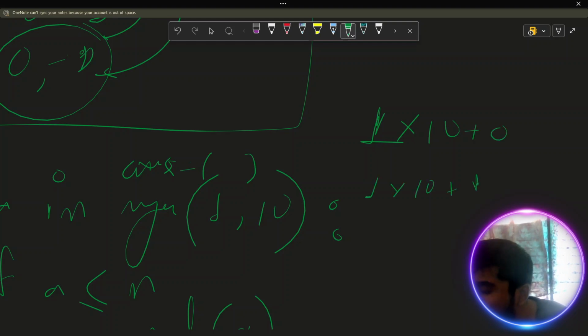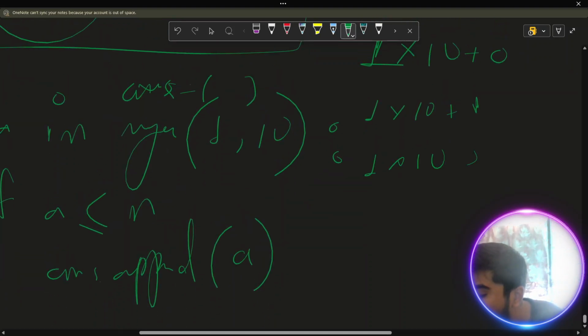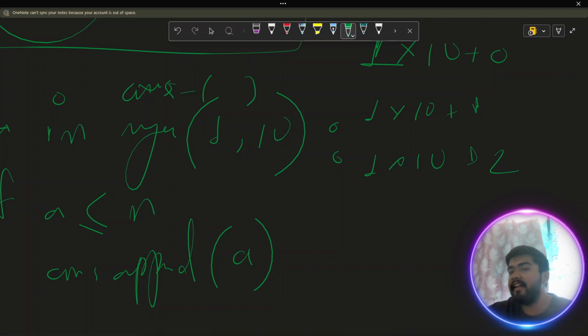So if I can write it as 1 into 10 plus 0, then I can write it as 1 into 10 plus 2. Like this way I have to generate. Then only I can. So 10, 11, 12, 13. These are smaller than my 2, right? If my first digit I am setting to 1, then I have to go from 0 to 9 for all the numbers on the second digit. Then only I am going to allow to set the first digit.